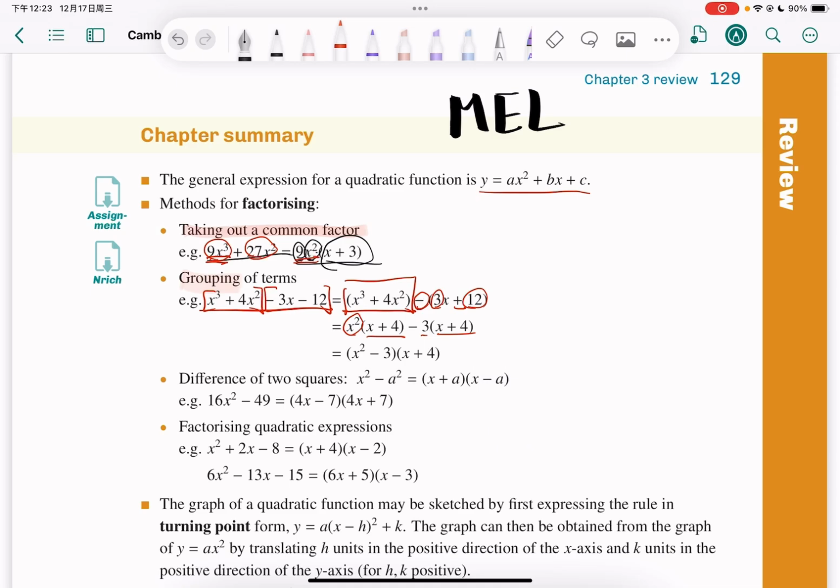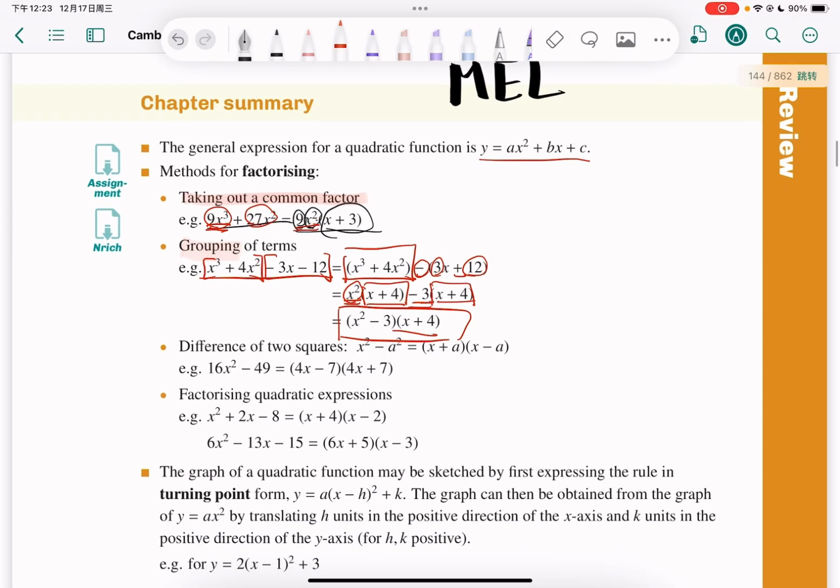So luckily, we have x plus 4 in both terms, and we can again take it out, and we are left with x squared minus 3. So this is called grouping terms. We group two terms and try to find a common term between these two groups.